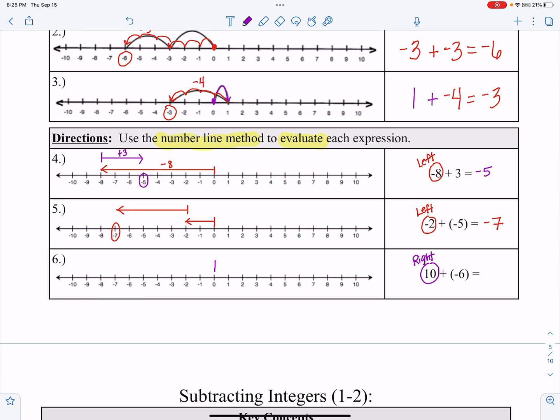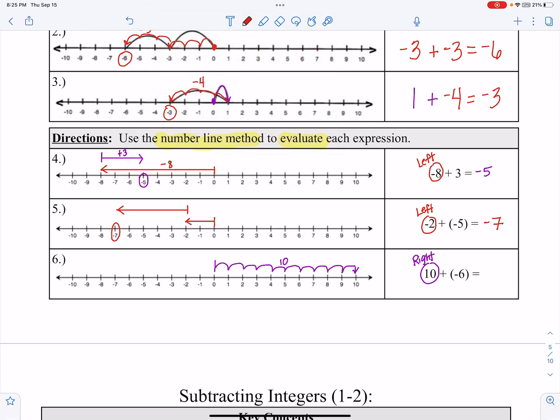Oh, it turned it into a line after all that hard work of bunny hopping. Jeez. Okay, there we go. All right, so there is my +10. And then we're adding a -6.